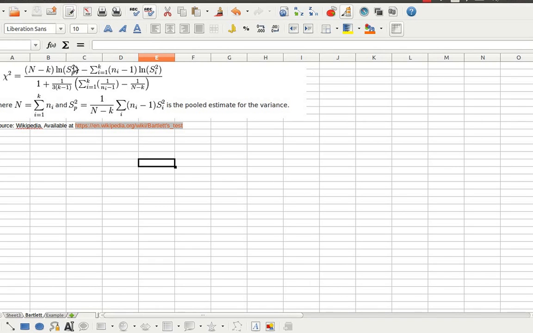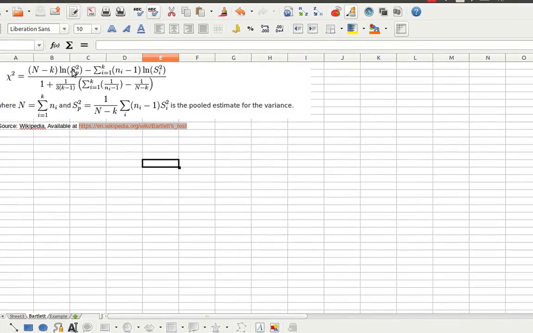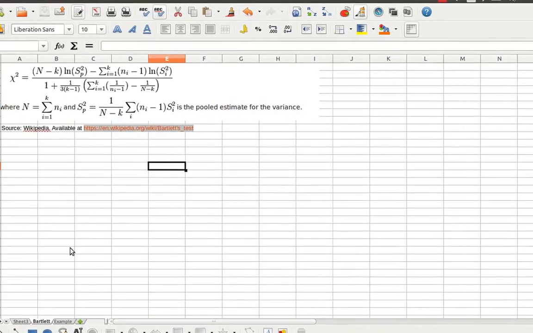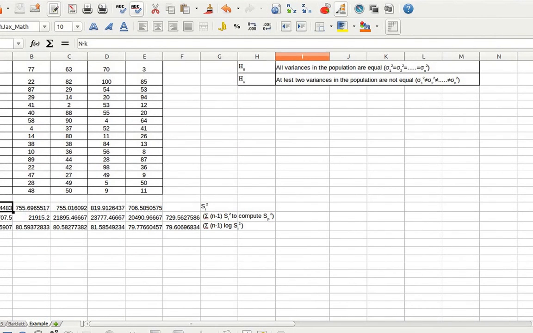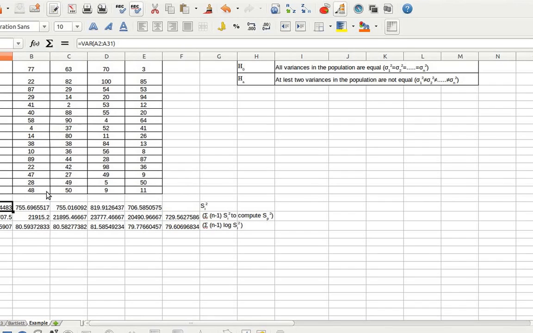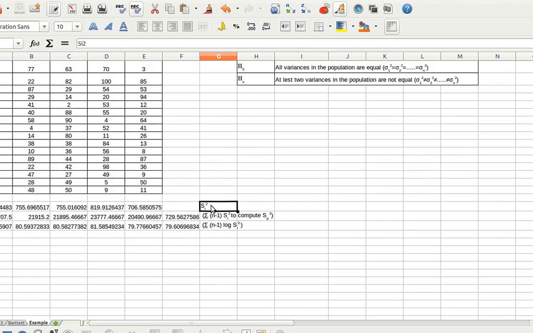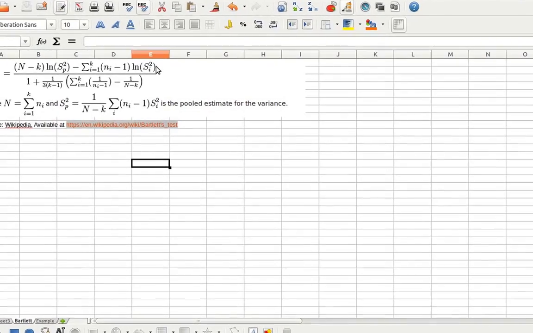And log Sp square is the second part of the numerator, and Sp square is the pooled variance, which is calculated from the variances of the samples. So you can see in the formula bar I used the function VAR in order to compute the variance for the first sample, and I just copied this cell value to the rest of the cells so that LibreOffice Calc automatically computes the rest of the variances. See here, I call them Si square, which is the variance of the sample.